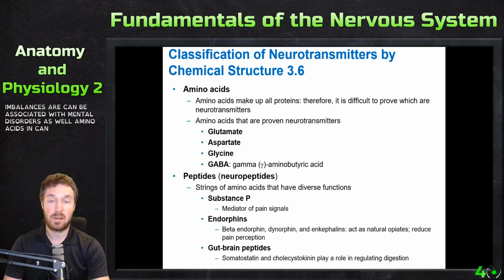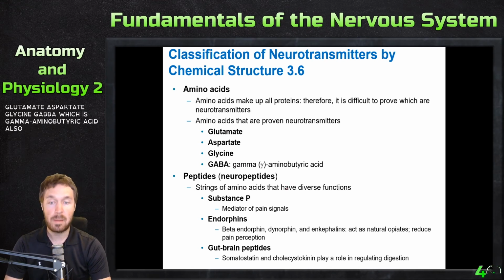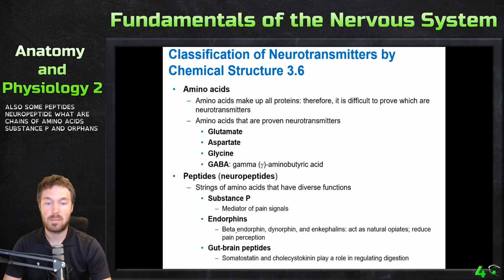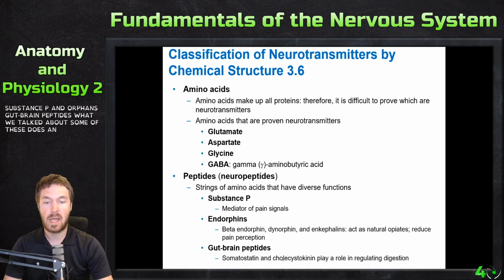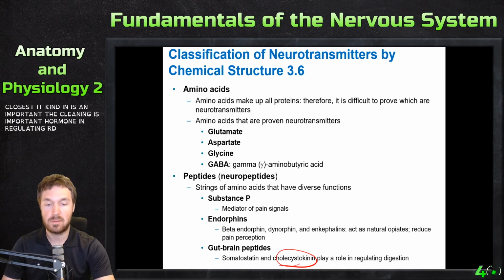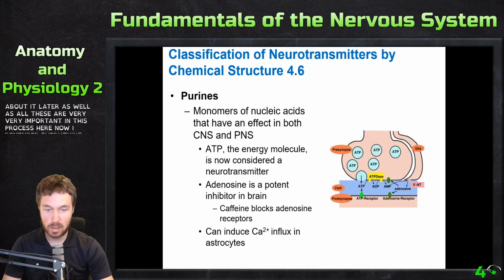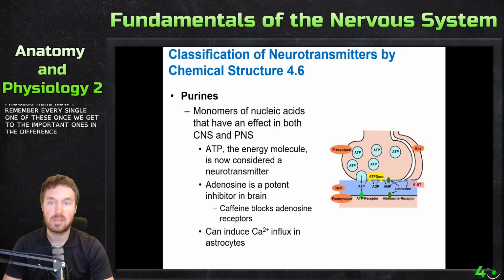Amino acids can specifically act as neurotransmitters: glutamate, aspartate, glycine, GABA, which is gamma-aminobutyric acid. Also some peptides, which are neuropeptides, chains of amino acids: substance P, endorphins, gut-brain peptides. We'll be talking about some of these. So somatostatin and cholecystokinin, an important hormone in regulating our digestive system, which we'll talk about later as well. So all these are very, very important in this process here. Now, again, you don't have to remember every single one of these. Once we get to the important ones in the different sections, we'll talk about it again.